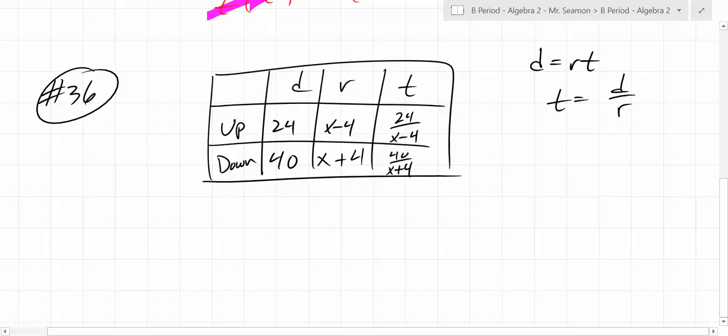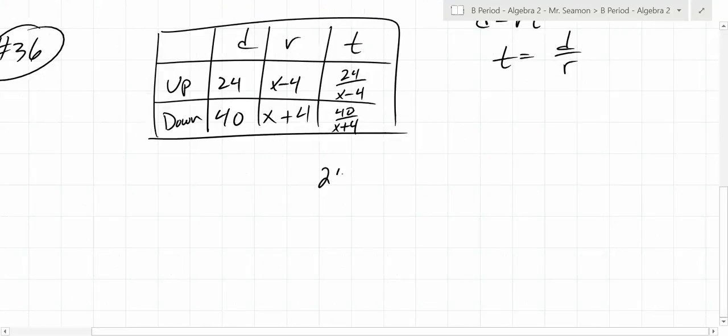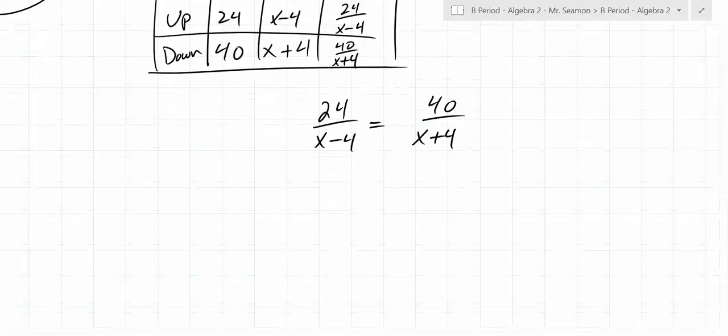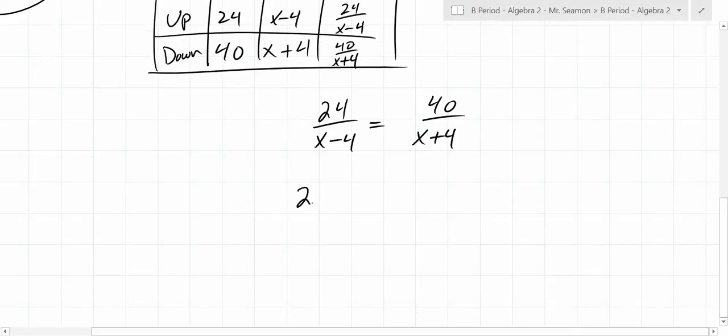And what does it say about the two times? It says that they're equal. So therefore, 24 over x minus 4 has to be equal to the other. Correct. So is that something you could solve? Fraction equals a fraction. What can you do? Yeah. And this right here, you should be super comfortable. How about you finish that right now? Do that right now.